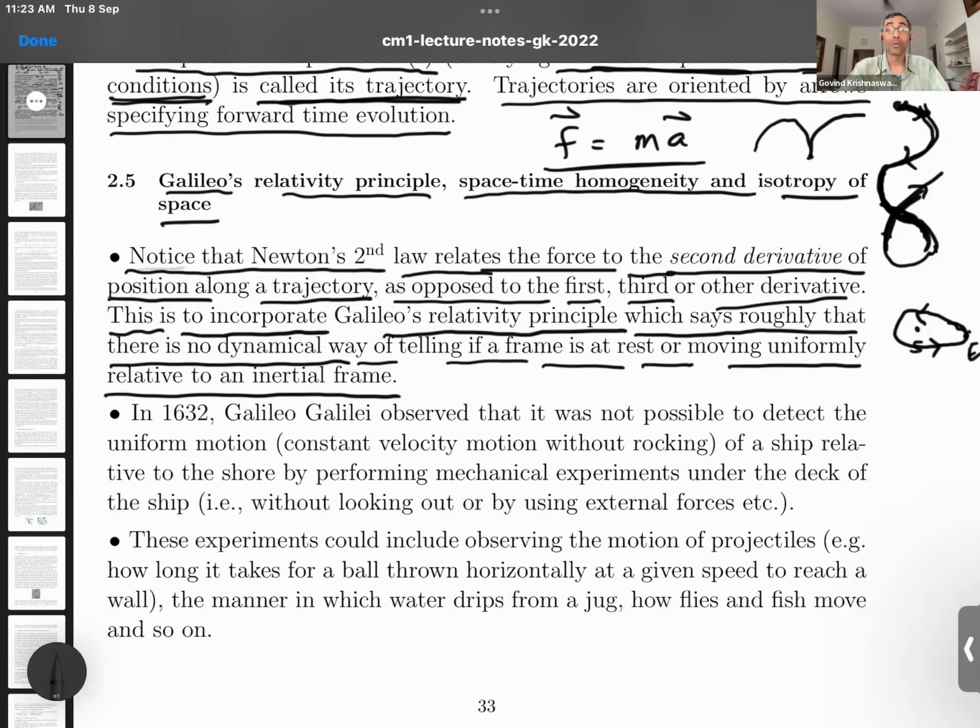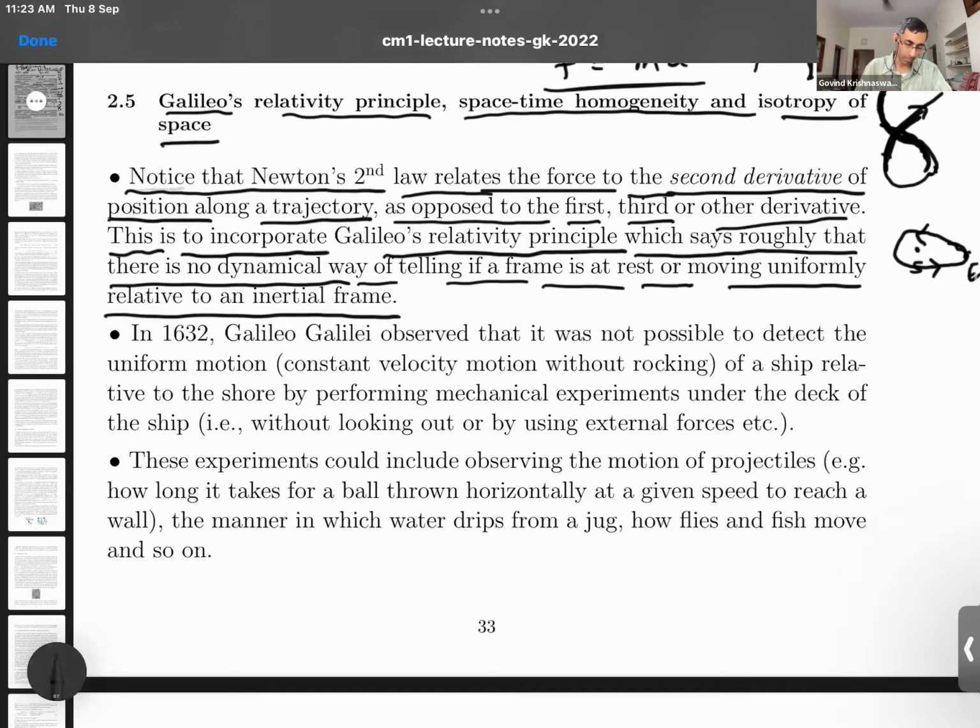Yeah, so Kaustubh, Galileo is basically claiming that inertial frames are not unique. And if you have one inertial frame, then another frame that is moving uniformly relative to it is also inertial. But I'm going to clarify that.